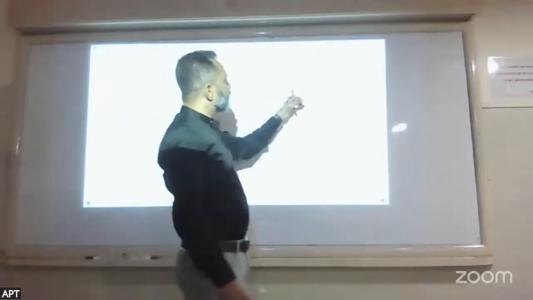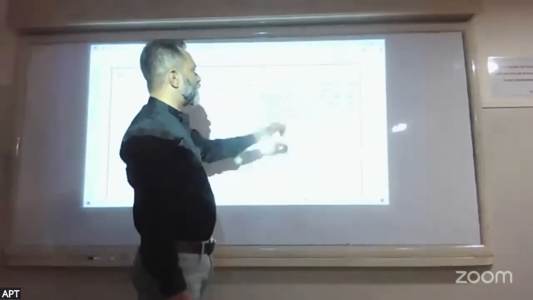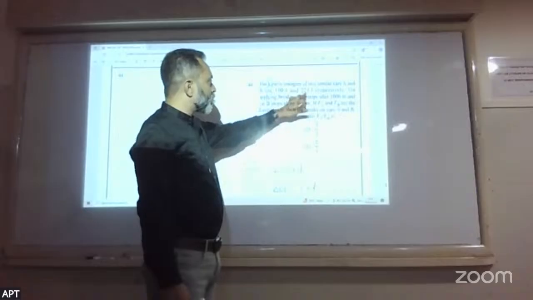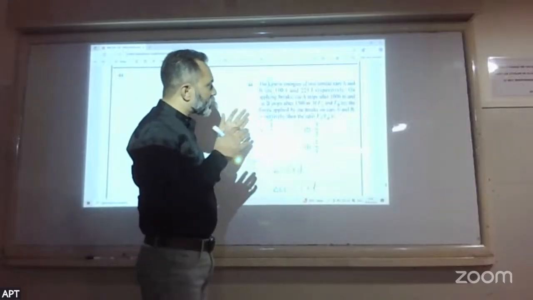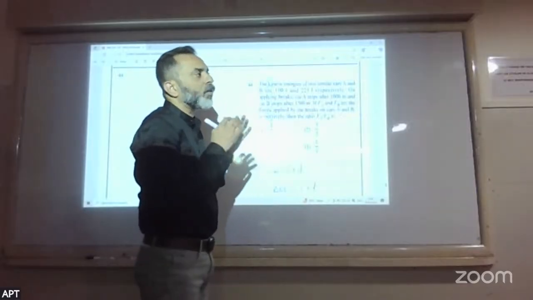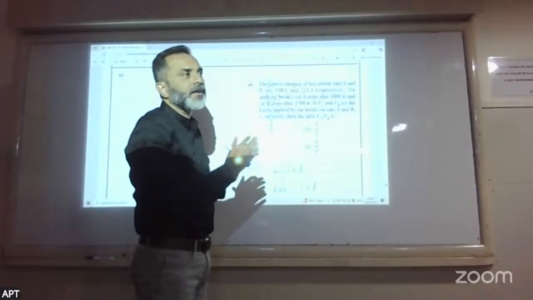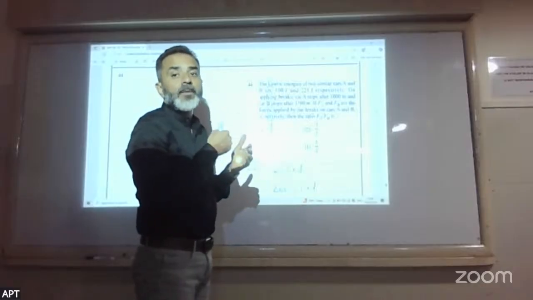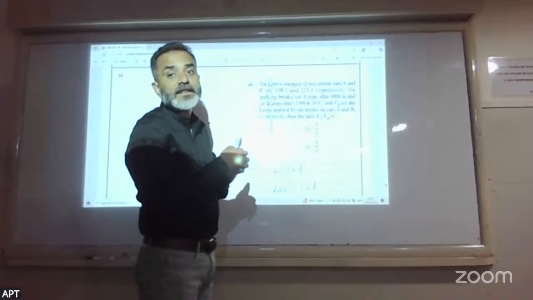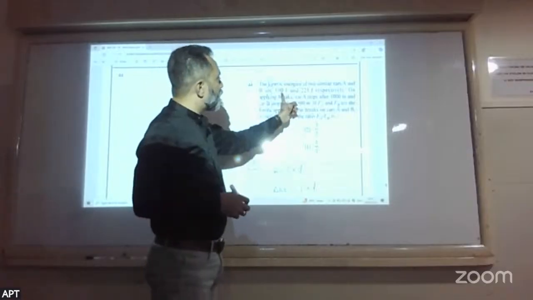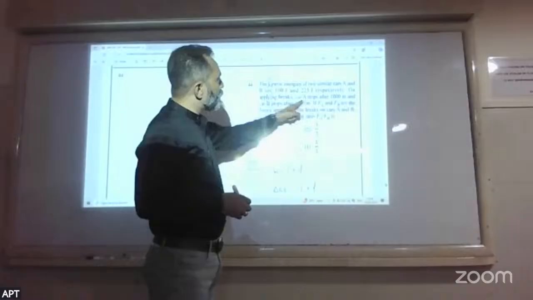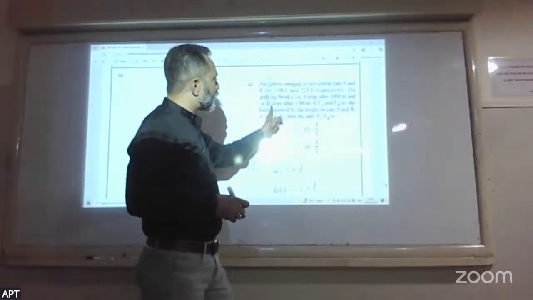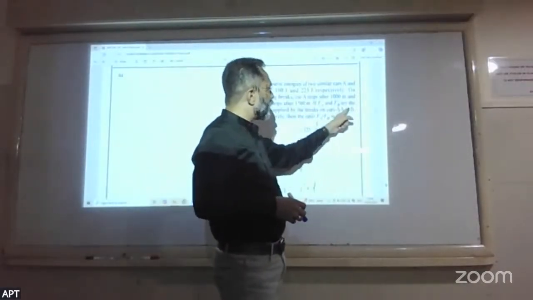The kinetic energies of the two similar cars A and B are 100 and 225. On applying brakes, car A stops after 1000 meter. When you want to apply the brake, you have to do the work to stop the car. That work must be the same as the change in the kinetic energy. So that's what is given, 100 and 225. Applying brakes, car A stops after 1000 meter and B stops after 1500 meter. Then the force will be.